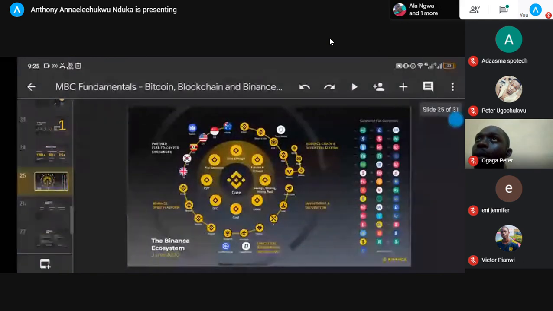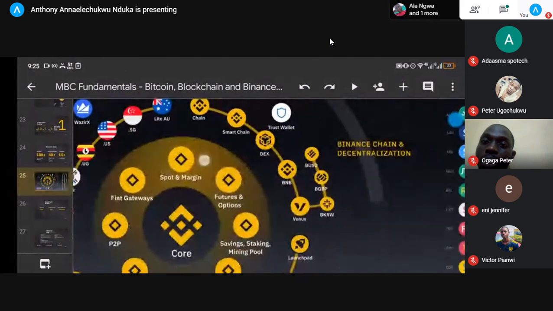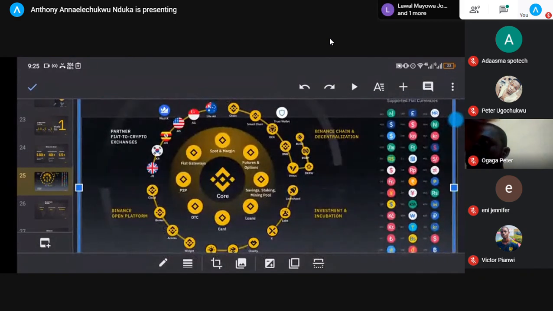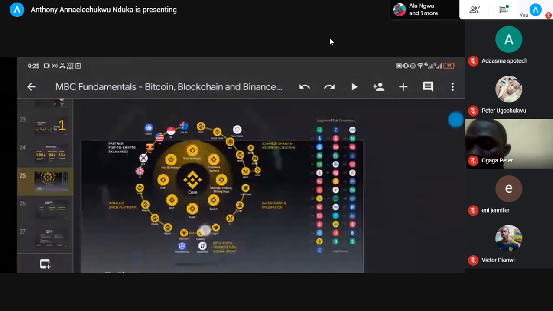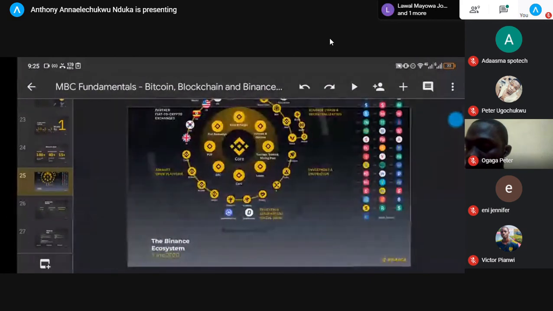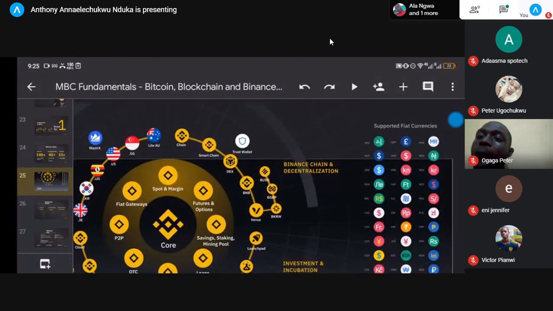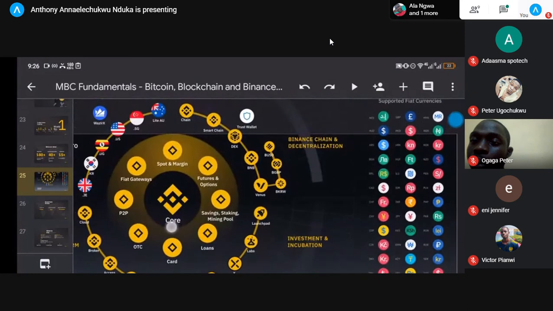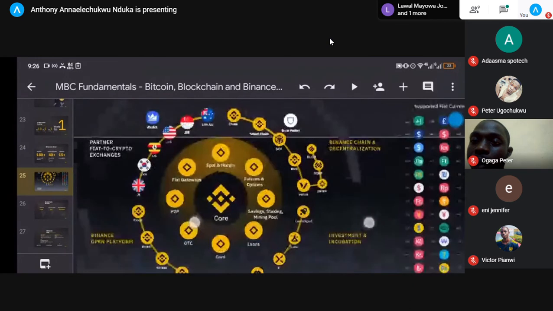Now, Binance has lots and lots of products. As you can see here, Binance is the core. And you have Fiat Gateways, you have spot and margin, futures and options trading, you have staking and mining pools. These are thousands of products that Binance offers. And here you have all the several fiat currencies that are included in Binance. If you look below, you can spot the Nigerian naira. Let's look for it. Yeah, look at it here. The Nigerian naira is here. So all these things are on Binance, and all these products are on Binance.